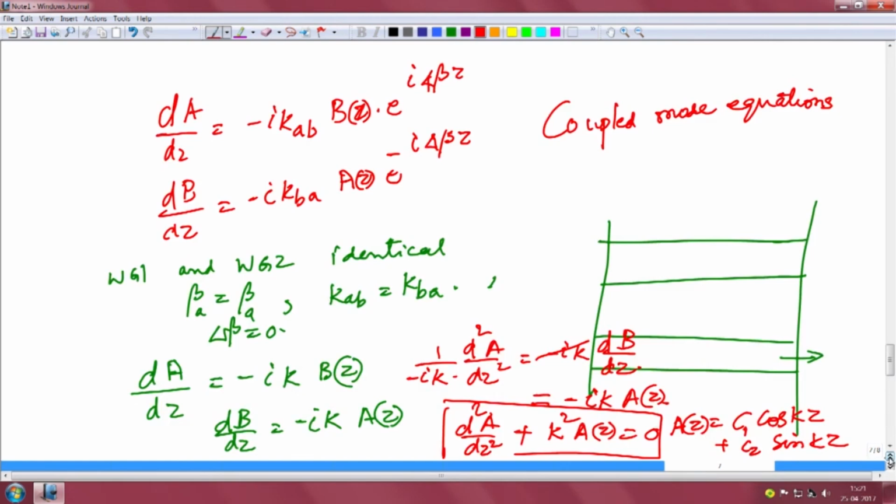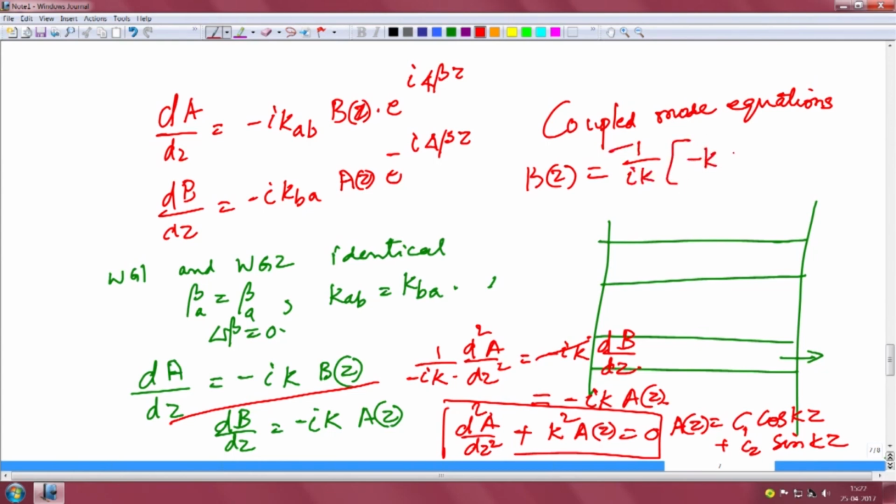So, let us say the light is launched into the first waveguide and not into the second waveguide. So, of course, we need also the expression for B, which we can get from the first expression. We can substitute for A into this and get the expression for B. I will write somewhere here. So, B of z can be given as minus i by k into d by dz.